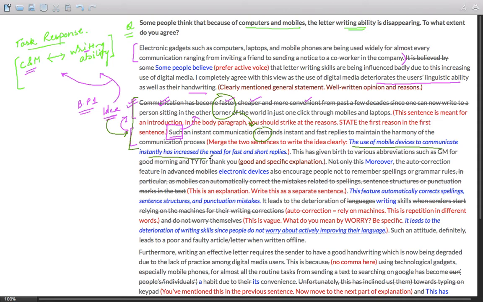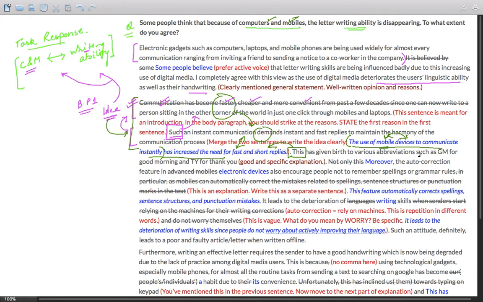And this is the one sentence: the use of mobile devices to communicate instantly. Now, up till this point, I have just compressed your first sentence to write just a clause, just a part of the sentence: has increased the need for fast and short replies. So this is the idea. Use of mobile devices, and mobile devices not only include mobiles but also computers, laptops, tablets. So these are devices. The nature of devices are mobile. So please note these are not mobiles. And then this has given birth to, okay, this refers back to the process, the fast and short replies.